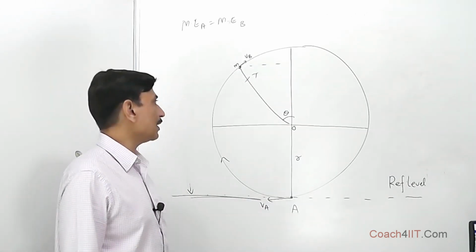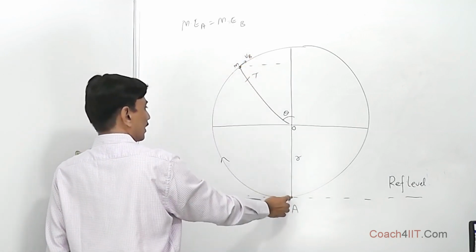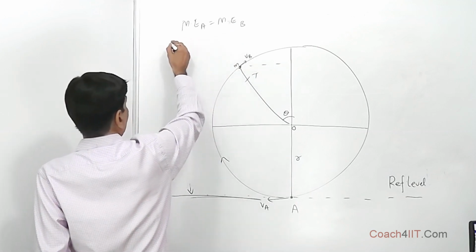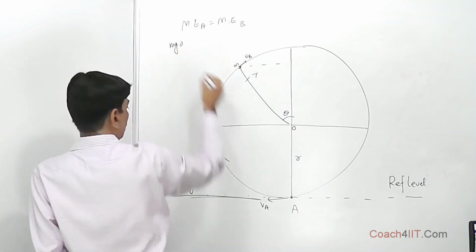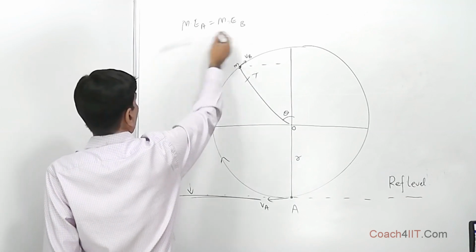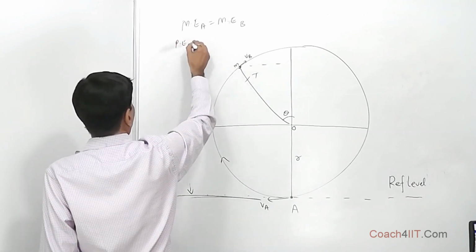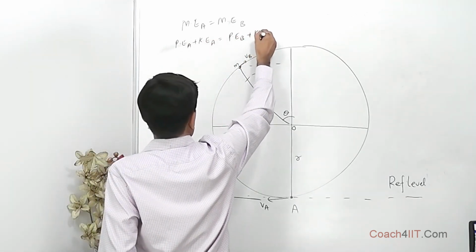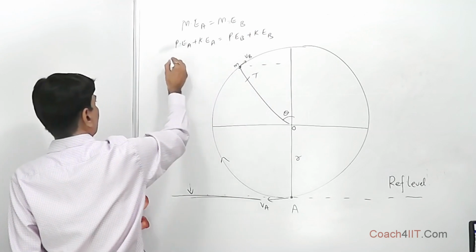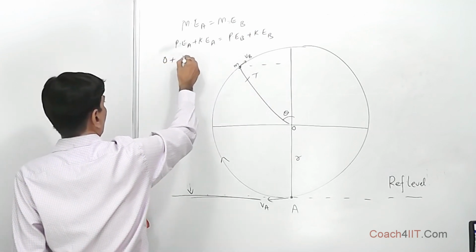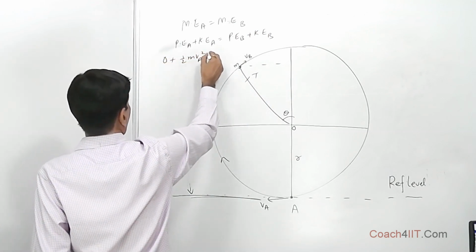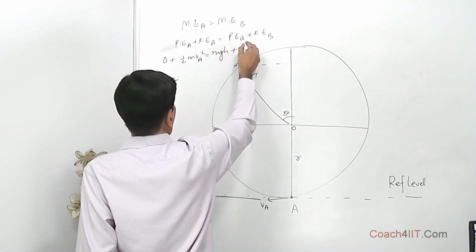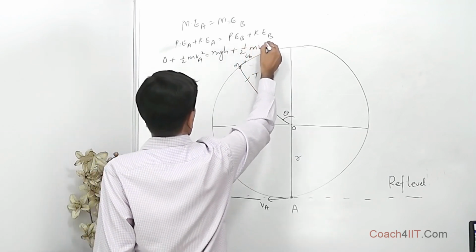So if VA is given over here, then using the conservation of mechanical energy between this and this point, that is MEA is equal to MEB. Potential at A plus kinetic energy at A equals potential at B plus kinetic energy at B. Potential at A, that is mgh, which is 0, plus half mVA square is equal to potential at B, that is mgh, h you can easily calculate, plus half mVB square.